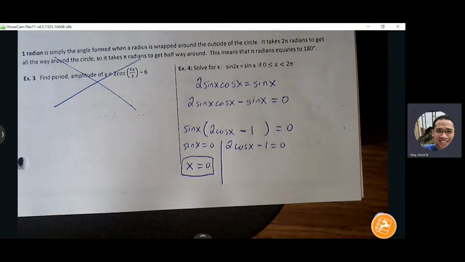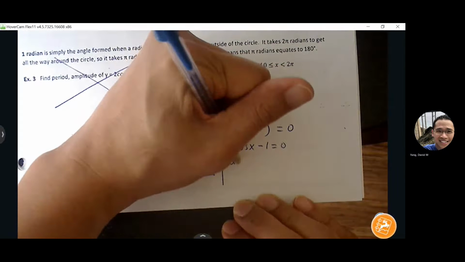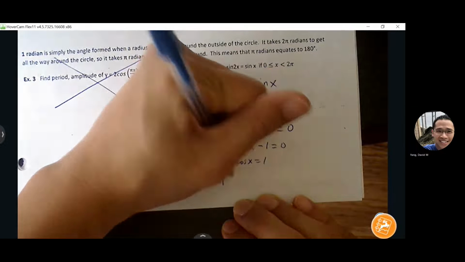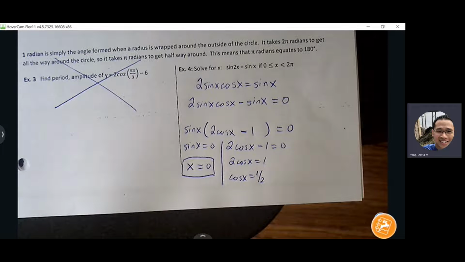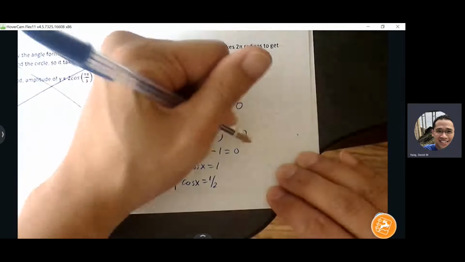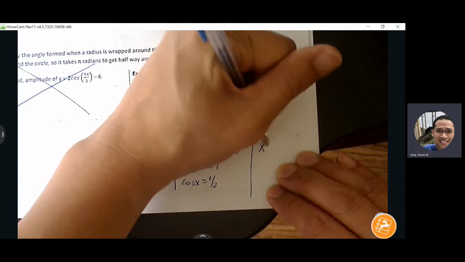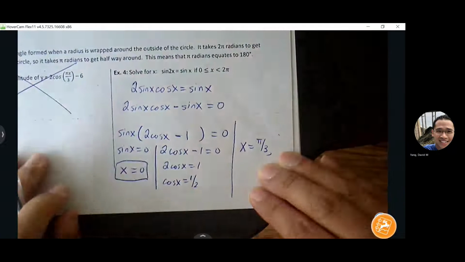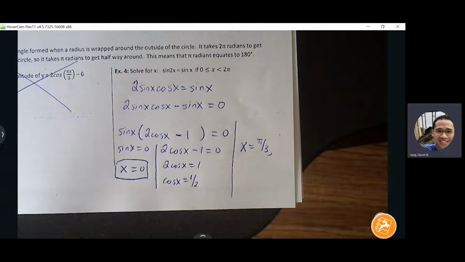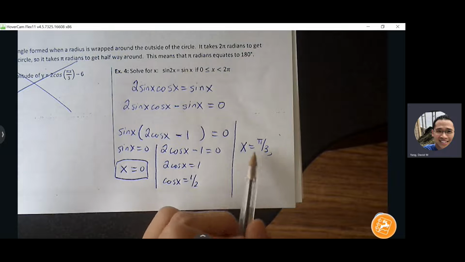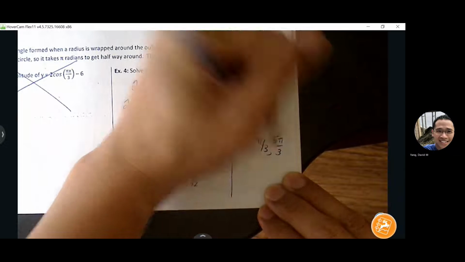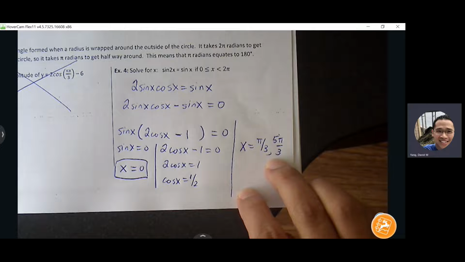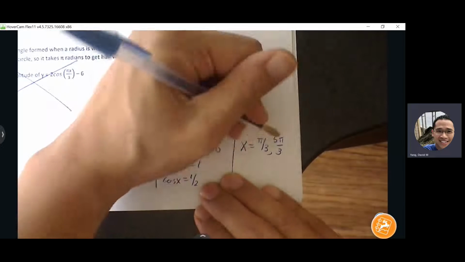The other solution, let's try to get cosine by itself. Multiply by 2, subtract 1. Where is cosine equal to 1/2? Pi over 3. And there's another quadrant where cosine is positive. First and fourth, okay? And the fourth quadrant variation of pi over 3 is 5 pi over 3. Okay, so we have 3 solutions.